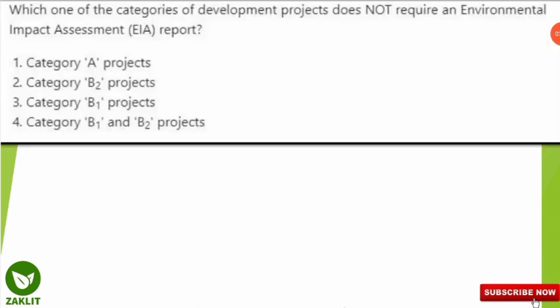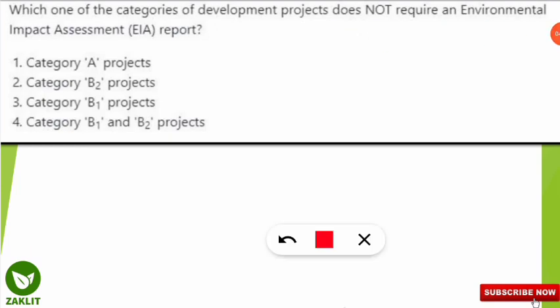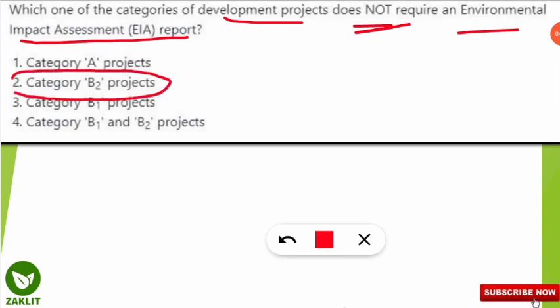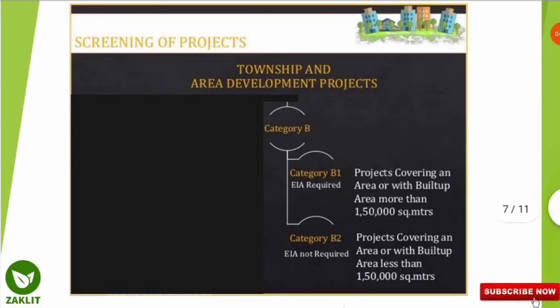The next question is also a very important question. The question was asking which one of the following categories of developmental projects does not require an environmental impact assessment report, that is, which does not need any clearance from the EIA. I hope everyone will be able to answer: option number 2, category B2 projects, they don't require the EIA report, and we will see how they are divided in the area development project.